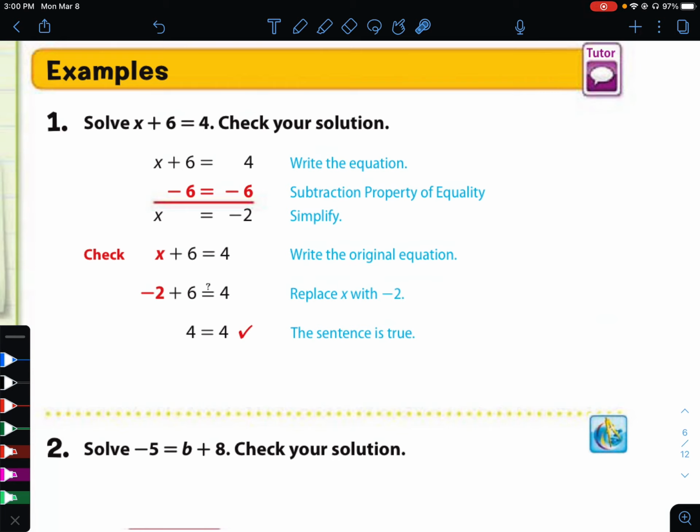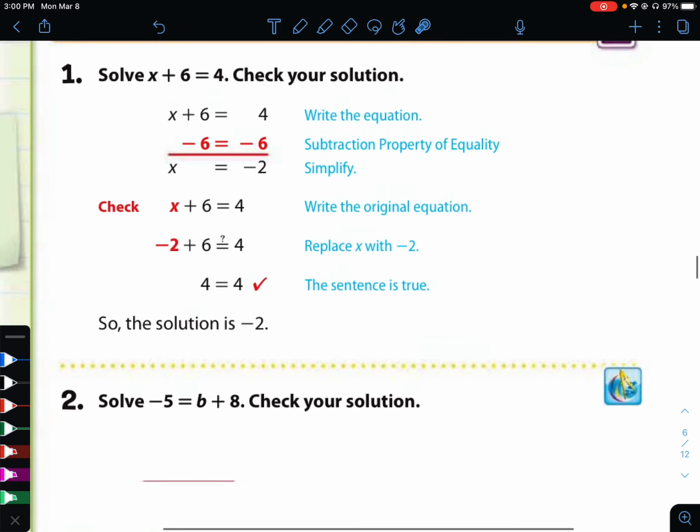And the solution, therefore, is negative 2. So the solution in this case is x equals negative 2.